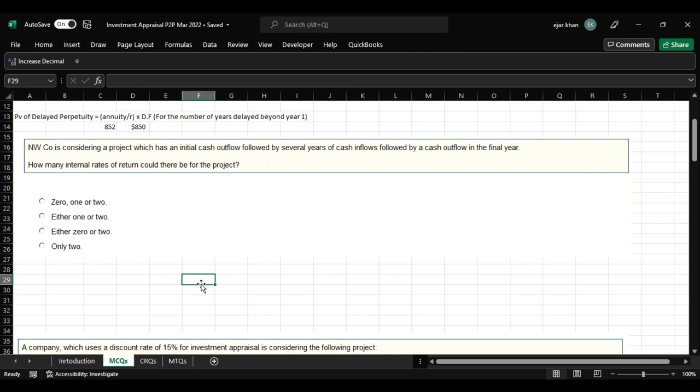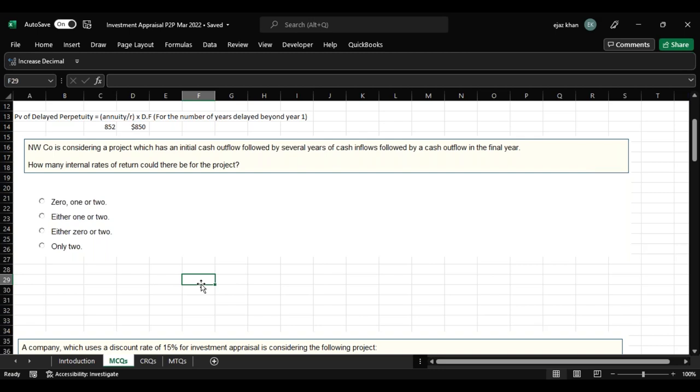So if it's already negative, the more you increase the discount rate, the higher the negative NPV will be. So there will be no point where you'll be getting a zero NPV again. So there's always the possibility that you may not have any rate at which your NPV will be zero. So zero IRR is always possible. It will always be possible to have no IRR whatsoever.